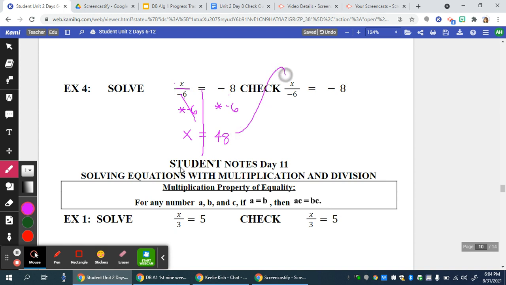And then we plug it in. So this should be 48 divided by negative 6 equals negative 8. 48 divided by negative 6, a positive and a negative make a negative when multiplying or dividing. 48 divided by 6 is 8. Negative 8 is in fact equal to negative 8, so our check was correct. And we've got x equals 48.